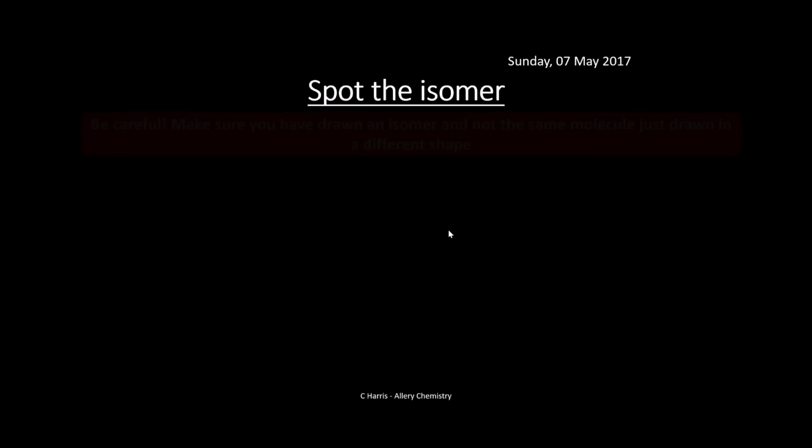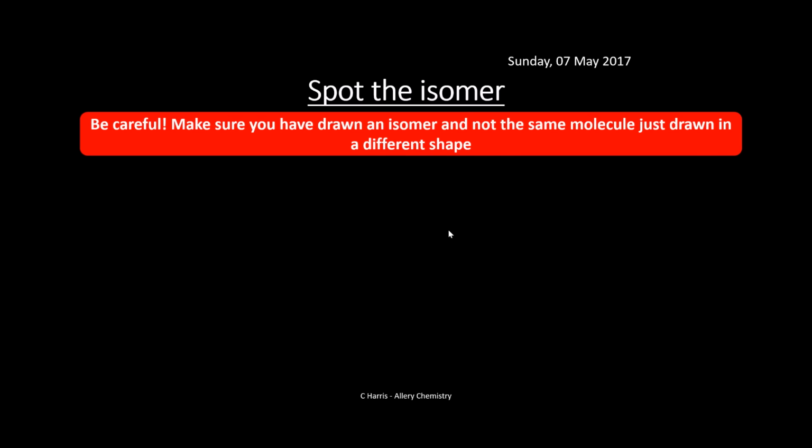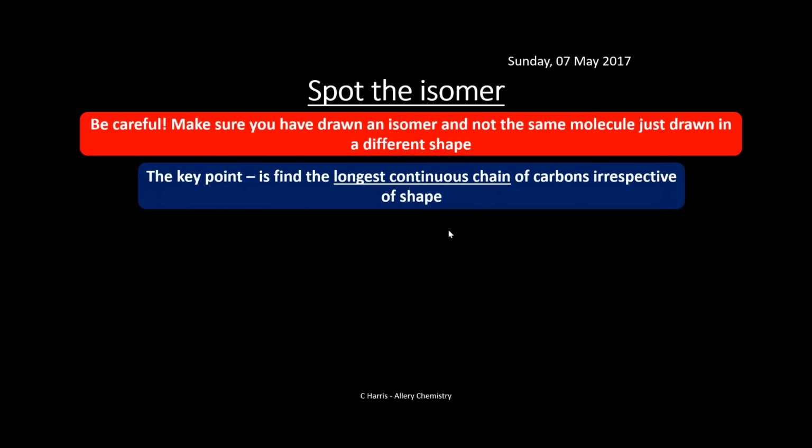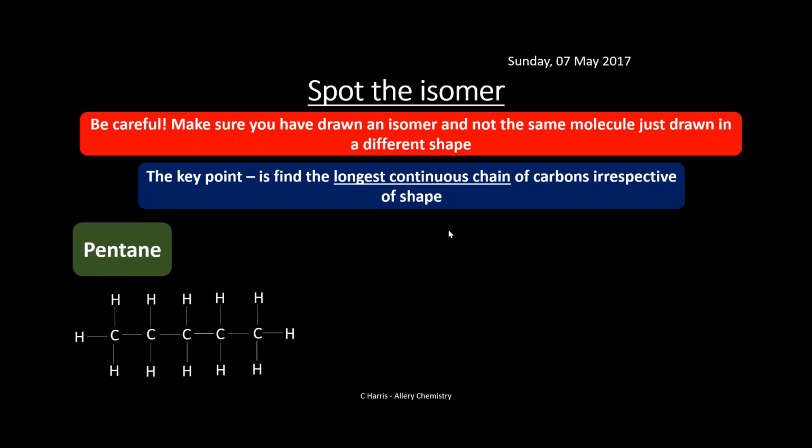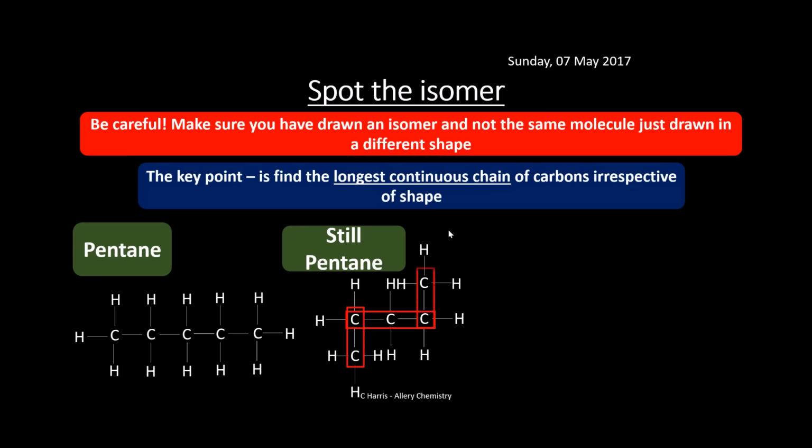And just a kind of trick, you've got to watch out for these isomers and make sure that you have actually drawn an isomer that's different. Sometimes they can get you to draw these isomers, and you haven't just drawn one with a different shape. Basically, you need to find the longest continuous chain. Remember I said that right at the start. The shape is irrelevant. We're just looking at the longest carbon chain. Let's have a look at this one. There's pentane. This one is still pentane. It looks a little bit different, but it is still pentane, believe me.